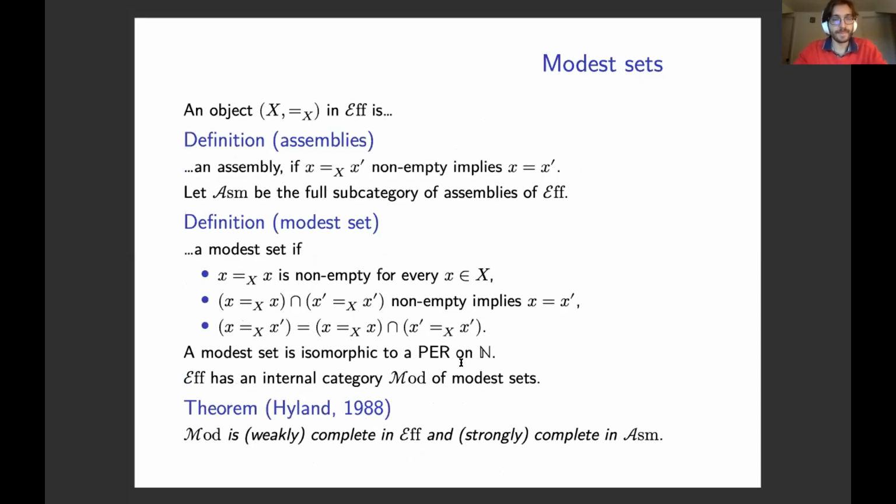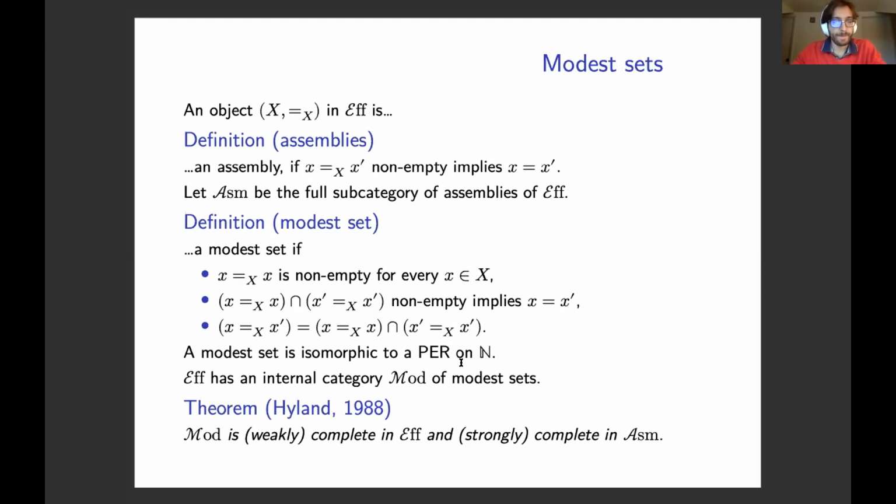Now, there are special objects inside the effective topos. The assemblies are objects in which, if there is a witness that two elements are equal, then these elements are actually the same in the underlying set. We call these objects assemblies, and these identify a full subcategory inside the effective topos.